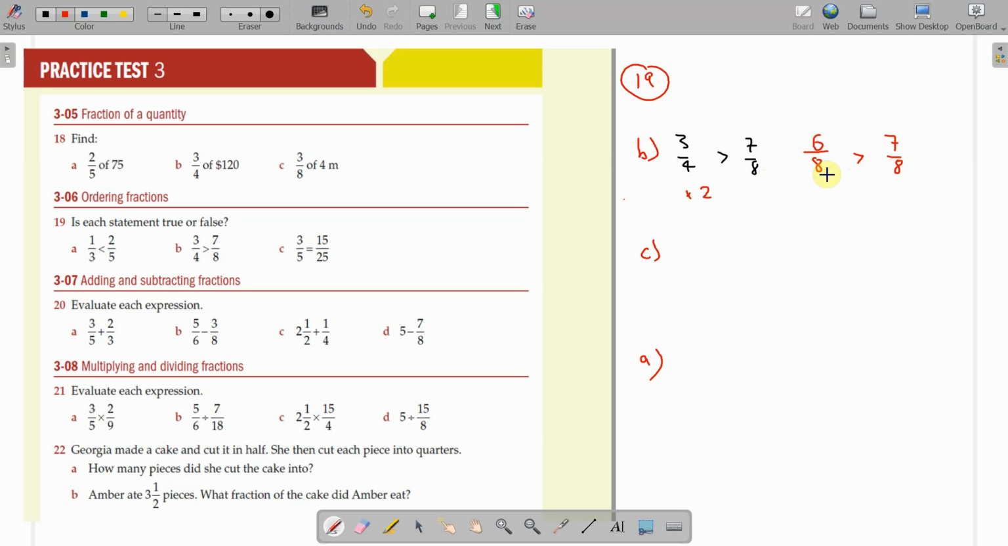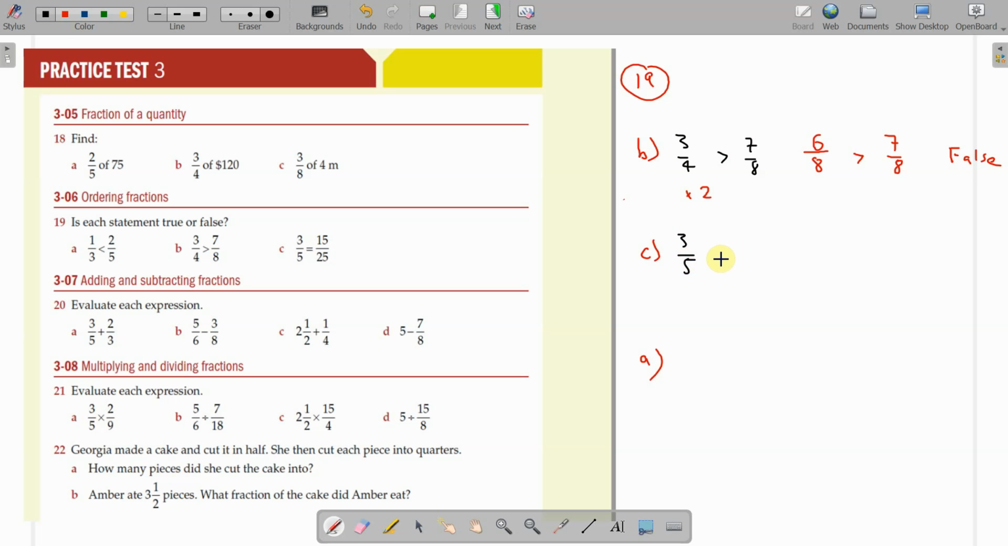And now we've got the same denominator, we can see whether the statement is true or false. 6/8 is not greater than 7/8, so that's less than it. So the statement is false. Part C next.